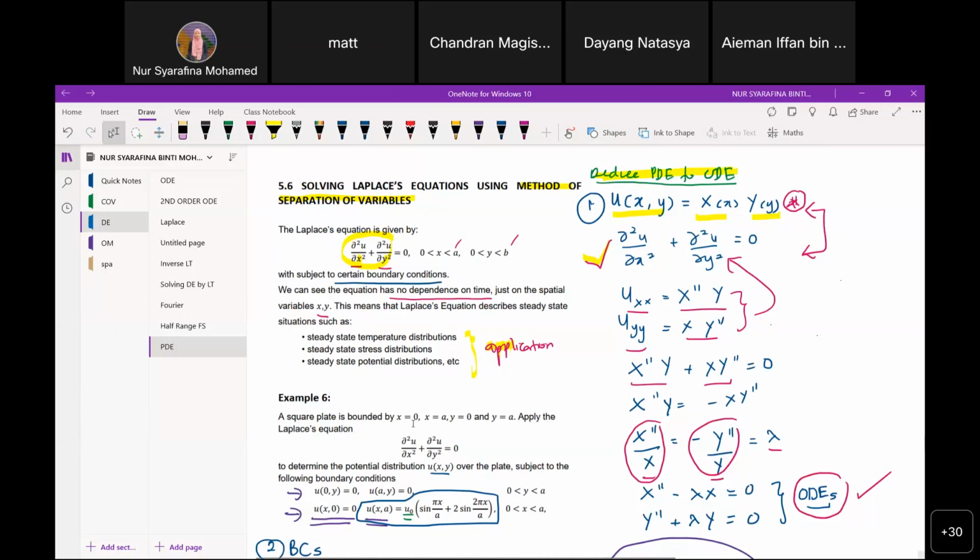Now, example 6, we have a square plate bounded by x equals 0, x equals a, y equals 0, and y equals a. It is mentioned already to apply the Laplace equation to determine the potential distribution over the plate subject to the following conditions. The conditions are given. So of course you have to reduce, same as before, to get this.